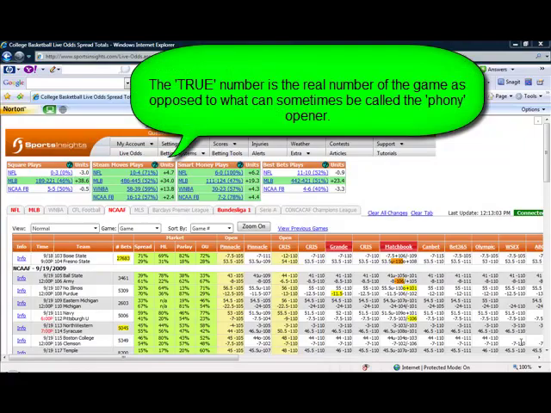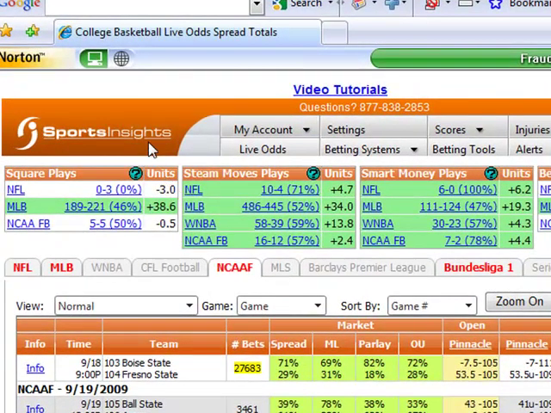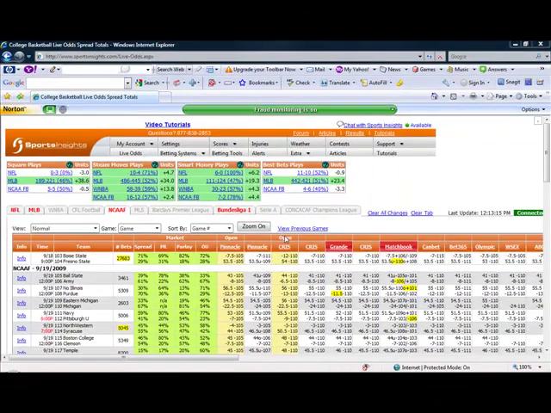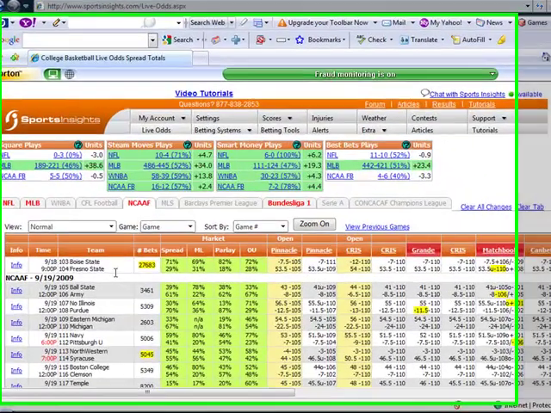And the example we're going to take, as you can see here, I am on Sports Insights, the number one site on the internet for sports betting information. I'm going to show you just by taking tonight's college game, between Boise State and Fresno State.